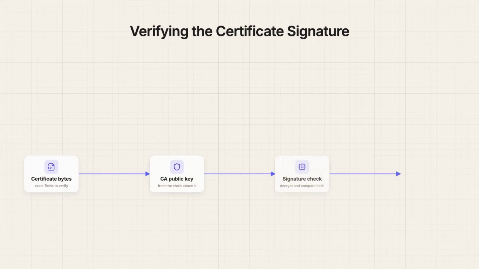Signature verification is a concrete cryptographic operation. The browser takes the certificate bytes, hashes them with the same algorithm the CA used, then decrypts the CA's signature using the CA's public key to recover the hash the CA computed at signing time. If the two hashes match, nobody altered the certificate after the CA signed it. If they do not match, the browser immediately aborts the connection and shows a warning.